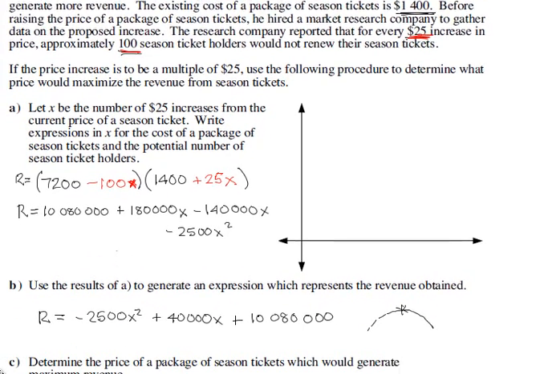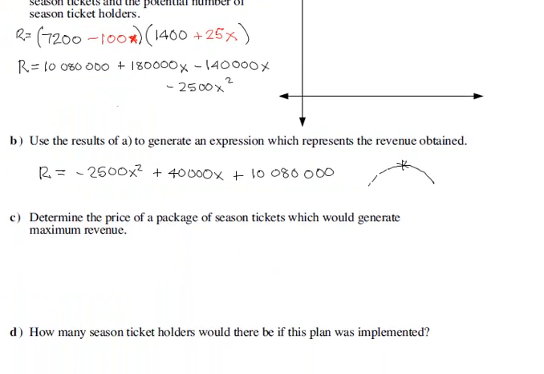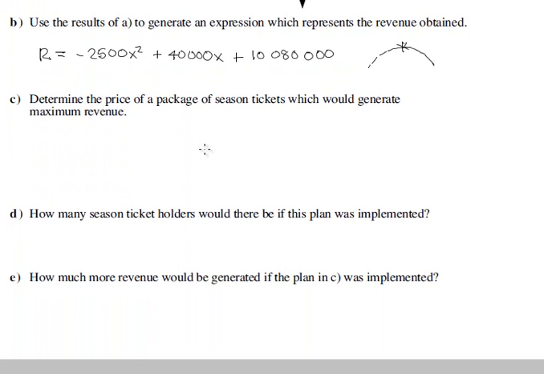So let's see. They put a couple of different parts in this question to help guide us through it. We'll just follow along. Determine the price of a package of season tickets that would generate maximum revenue. Okay, well, that means we need the vertex. We can find the vertex for this if we write it in a form like standard form, where we have x minus h squared plus k, or x minus p squared plus q, whatever you like. So we get to complete the square.